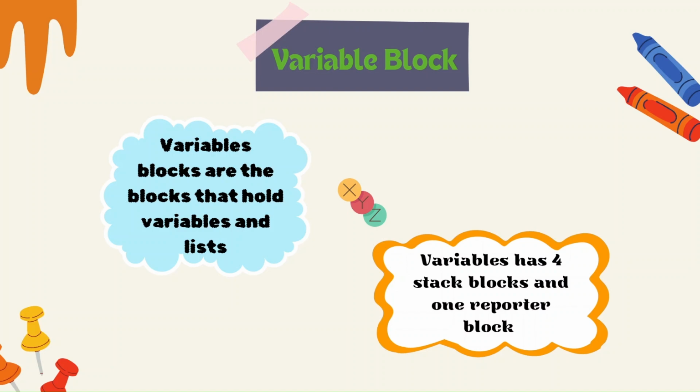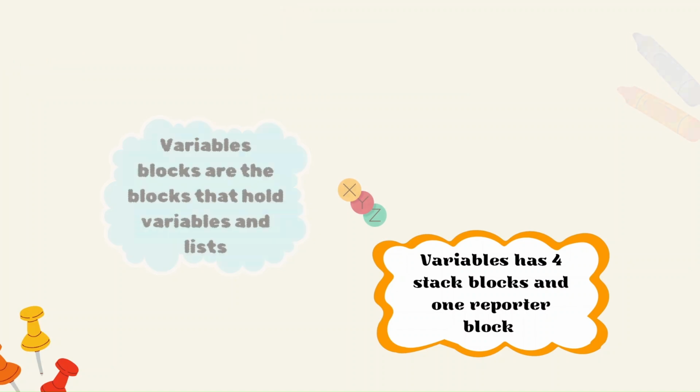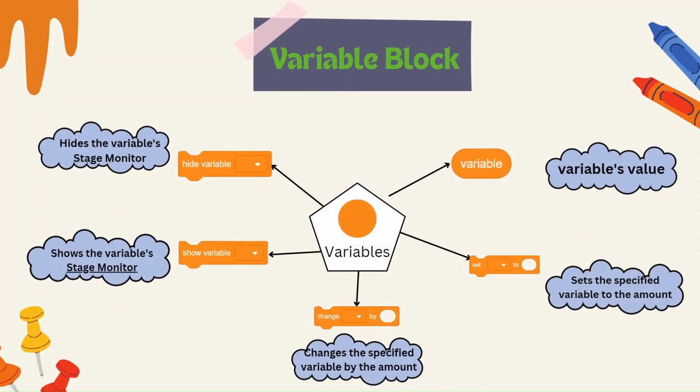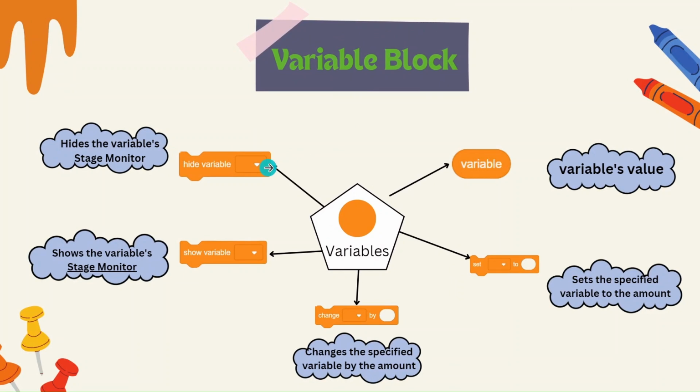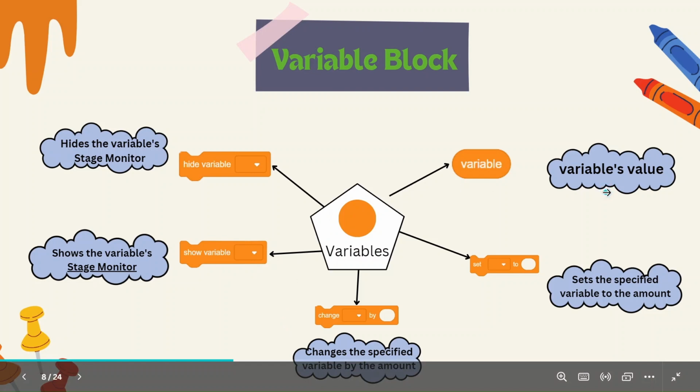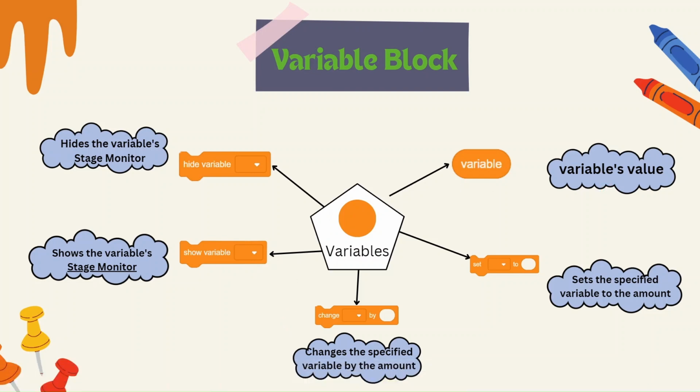Okay. So this has 4 stack blocks and 1 reporter block. I hope you remember these blocks, right? We talked about them when we were talking about different shapes of blocks. So let's have a look at these blocks. The very first one is our hide variable. Means if we want to hide any variable on our stage monitor, we can do it with the help of this. Then moving on, show variable will help to show the variable. Then change by means change the specified variable by the amount. Means if we want to make it a bit different, we can do it with the help of this block.